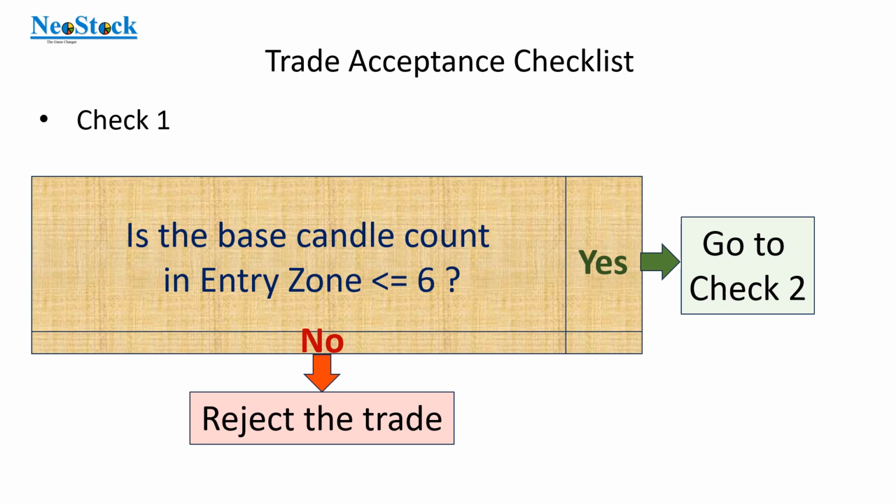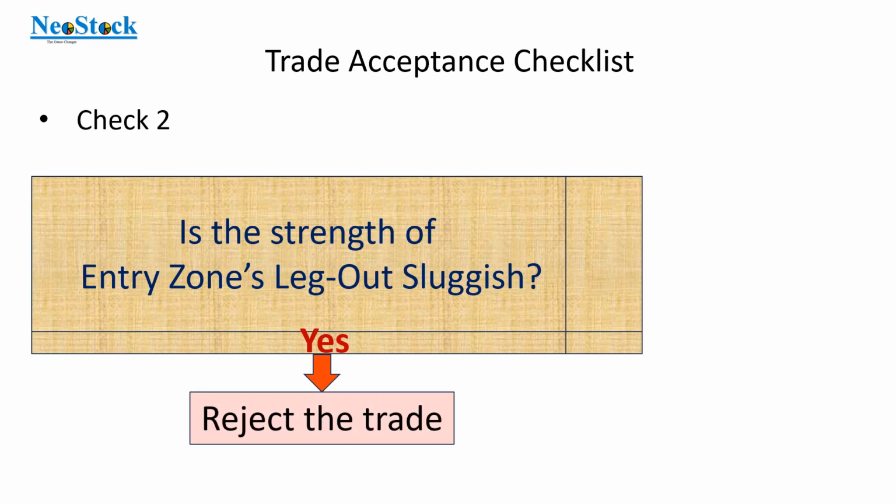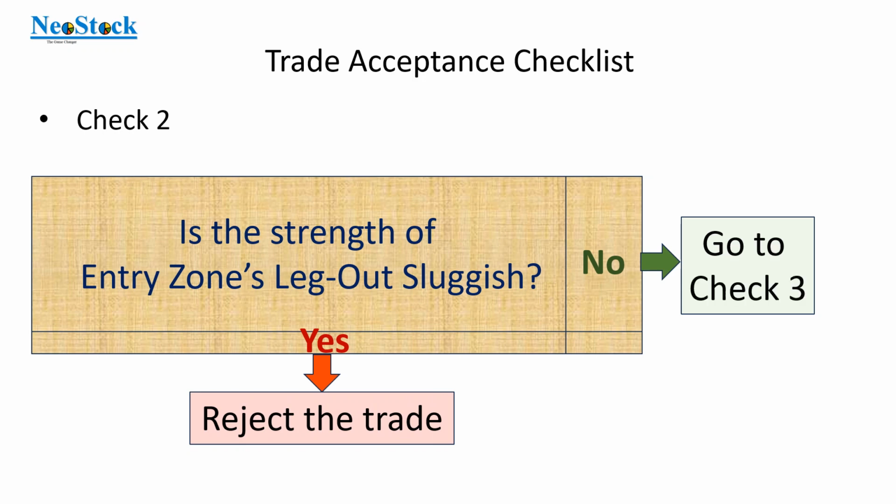So what is checklist item 2? Checklist item 2 says, is the strength of the entry zone's leg out sluggish? If it is sluggish, don't plan the trade. If it is not sluggish, you can proceed further. That means if the answer is yes, no trade. Just reject the trade. If the answer is no, proceed to checklist item 3.